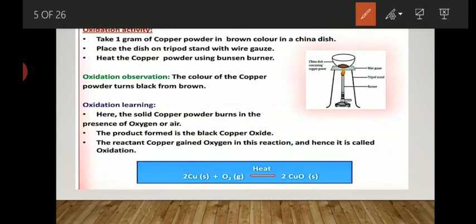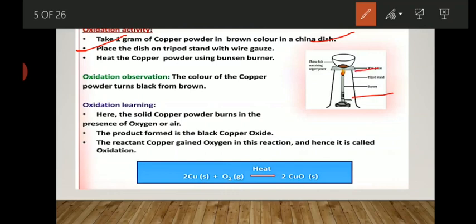Oxidation activity: take 1 gram of copper powder in a china dish. The color of copper is brown. A china dish is a small bowl-like structure which is used for boiling or evaporating any chemical or any mixture, their aqueous solution. Now what you have to do is place the dish on the tripod stand. This stand is known as a tripod stand with wire gauze.